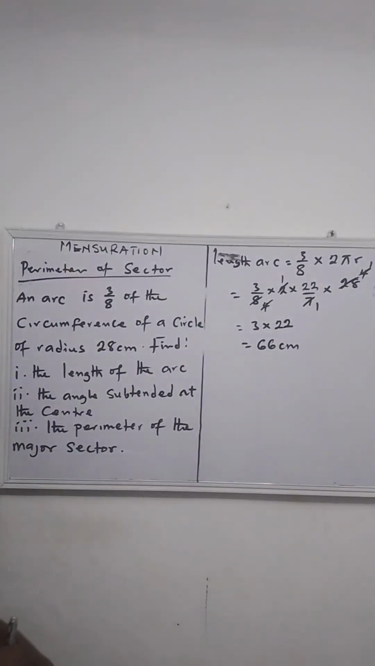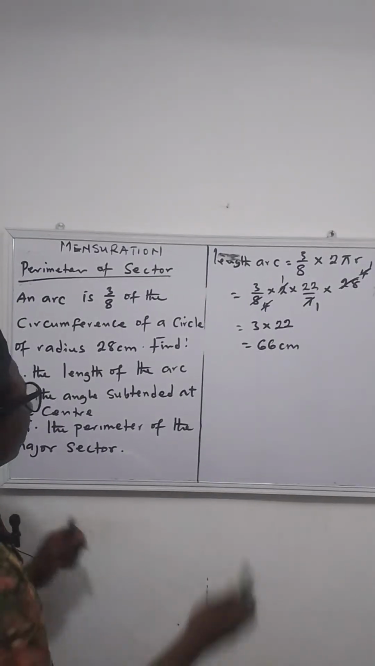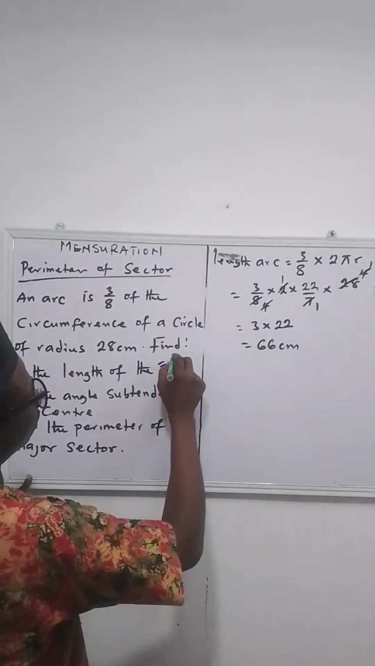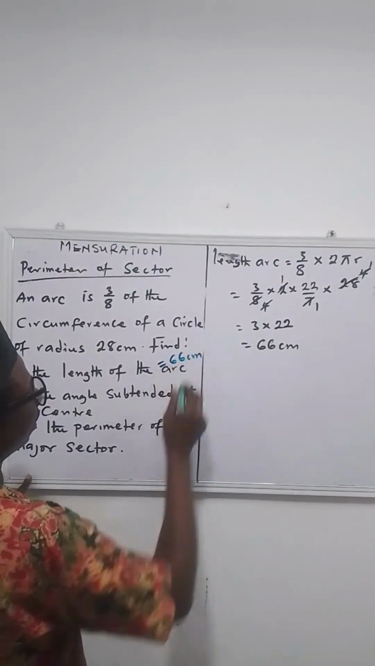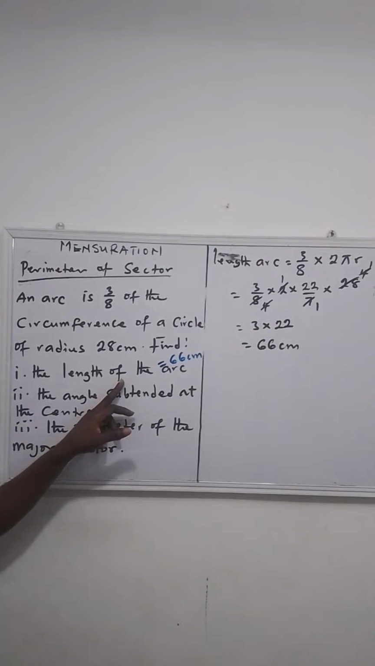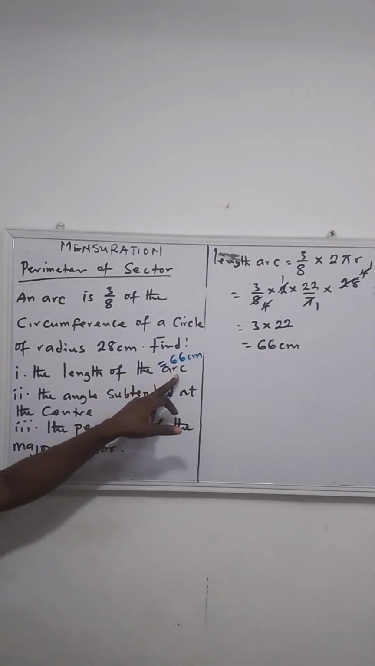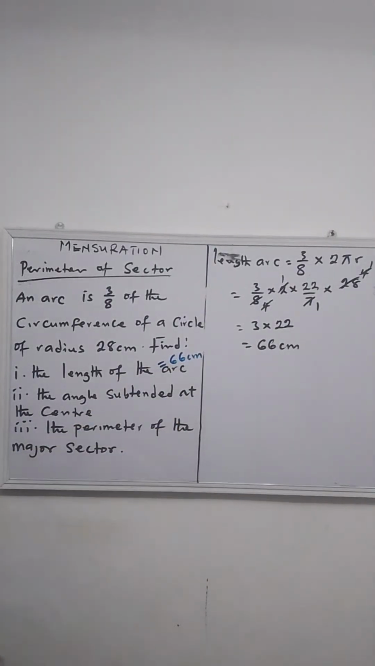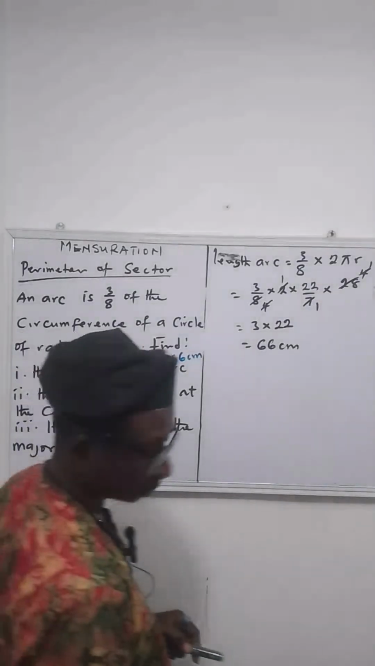All right. So the next question is this. We have the answer to this to be 66 centimeters. Now, the angle subtended at the center. What is the angle subtended at the center by this arc? Okay, so let's get that.